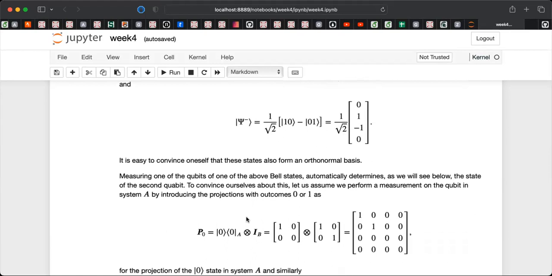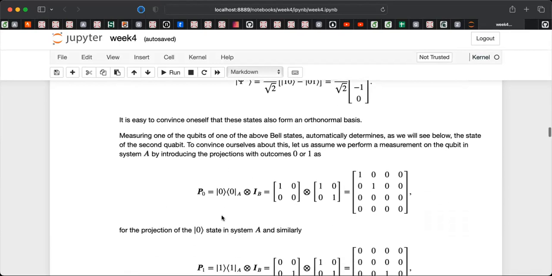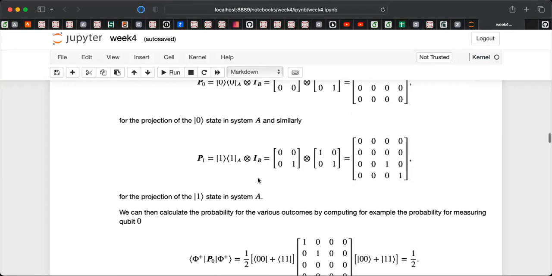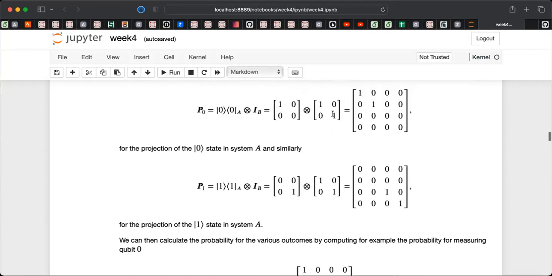And to convince yourself about that, you can just perform a measurement where you project out one of these. And this is now given by the tensor product with just the identity matrix for system B. We're not doing anything with system B, and we're simply projecting out the qubit 0 for system A. And similarly, we could make a measurement where we project out qubit 1 for system A, and we just leave system B unaffected. And the matrices which you get then, since these are tensor products, become 4 by 4 matrices, as you can see here.